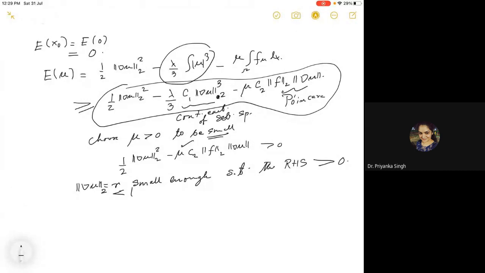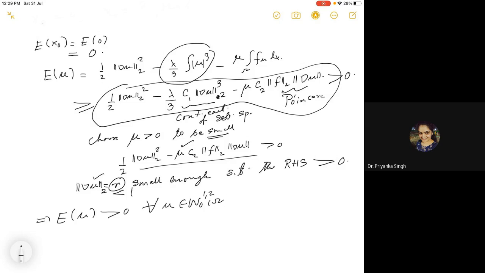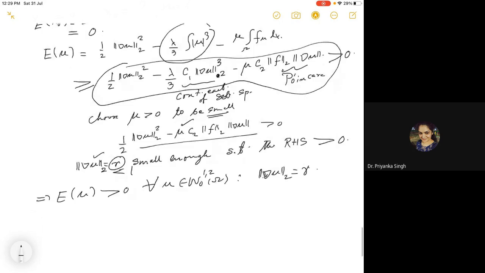Okay, so you already chose this to be positive. So this is my radius. I'll collect all those u whose L2 norm of the gradient is equal to r. You can see that this is greater than 0. So this implies that E of u is greater than 0 for every u in W_0^{1,2} such that the norm of grad u in L2 is equal to r.